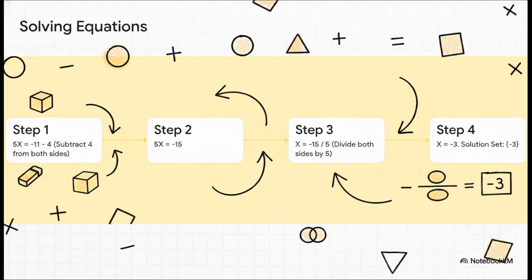Now be careful here. Many students make a mistake in this step by moving the number but completely forgetting to use the opposite sign. Negative 11 minus 4 gives us step 2, 5x equals negative 15. For step 3, to undo the multiplication of 5 times x, we just divide both sides by 5. Negative 15 divided by 5 gives us our final answer, x equals negative 3. So our solution set is negative 3.